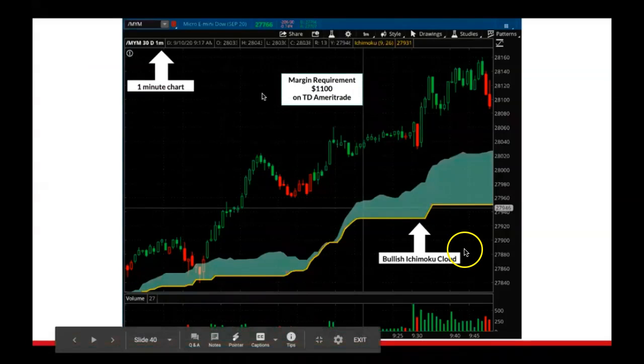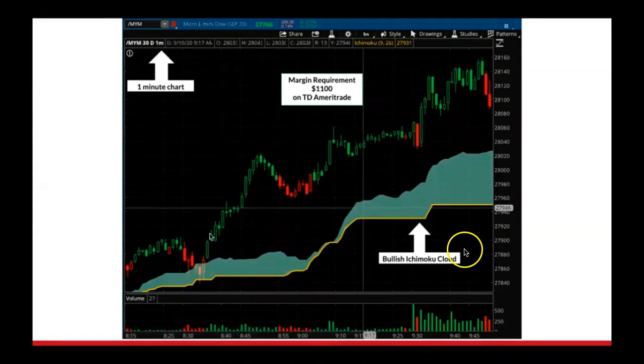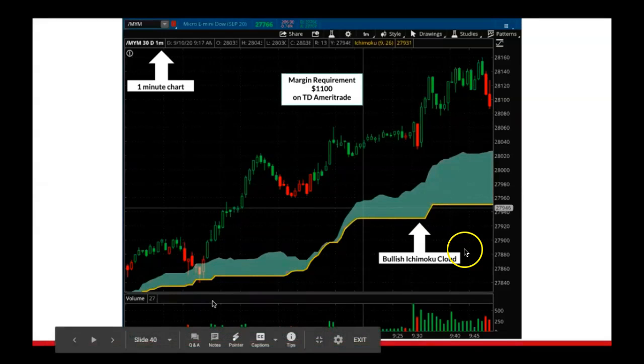So what do you need again? We're looking at the YM. You need a 1-minute chart. You need the Ichimoku. You want to be above the Ichimoku. This is the Ichimoku cloud. It's telling you what direction to go. When you see a bullish Ichimoku cloud, you stay bullish. You have your risk to reward in place.